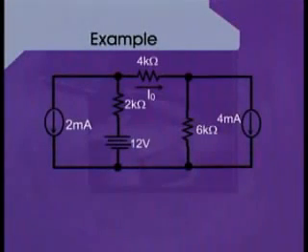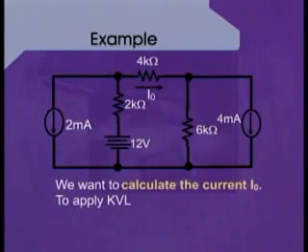Circuit, as we have just mentioned that it consists of 2 independent current sources and 1 independent voltage source. We want to find out the value I0, which is through the 4 kilo ohm resistance.